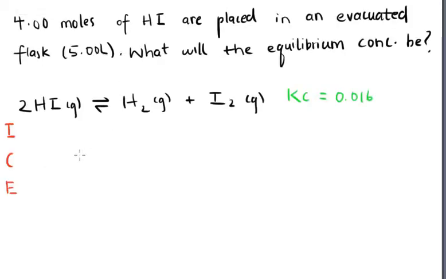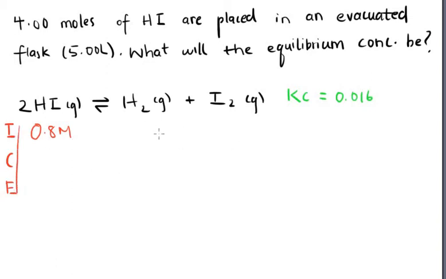Okay, so for this first example, we're given 4 moles of HI, and it's placed in an evacuated flask, 5 liters. What will the equilibrium concentration be? So the first step obviously is I'd like to convert this into molarity, so moles over liters, which is 0.8 molarity.